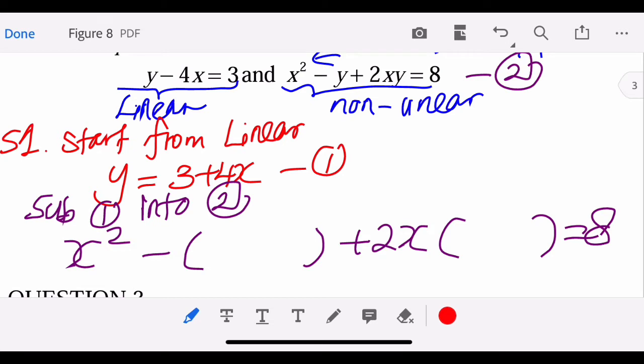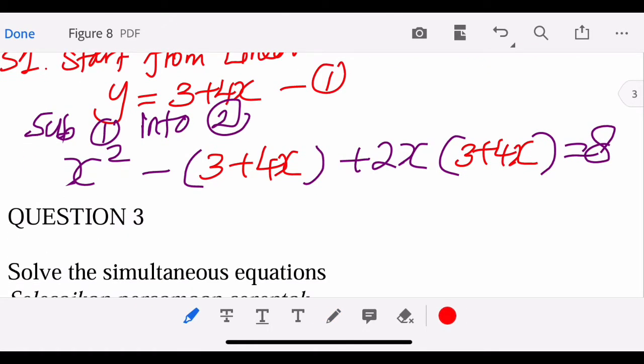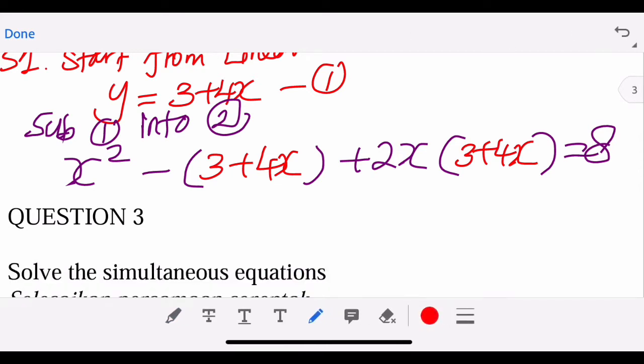So now we need to substitute the y with 3 plus 4x, whereby I leave it in the bracket for you to fill up 3 plus 4x. Another one also 3 plus 4x, and then we will expand carefully before we solve. Please take note that you must make sure you have one unknown so that you can solve the quadratic equation later on. So you will always get a quadratic equation. Okay, so you need to do it carefully.